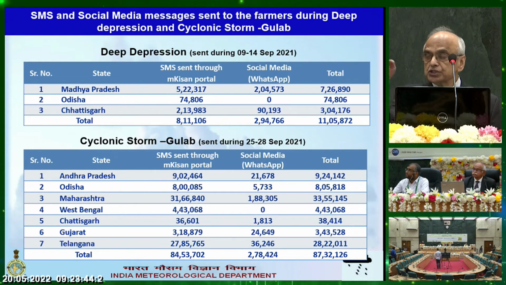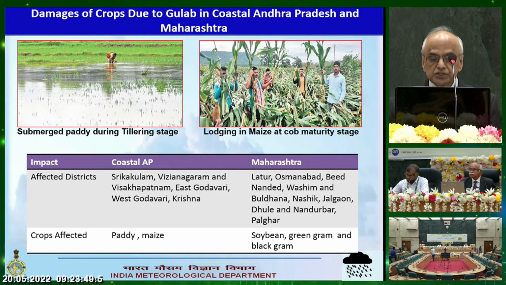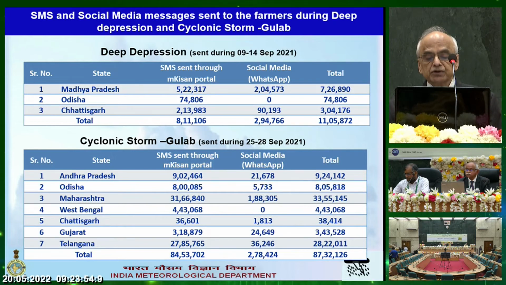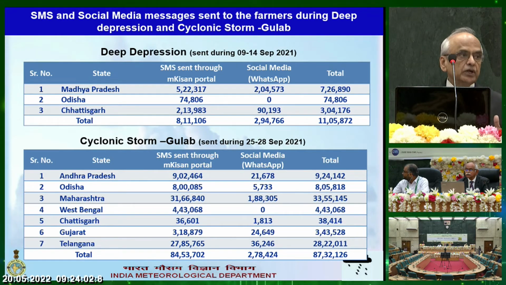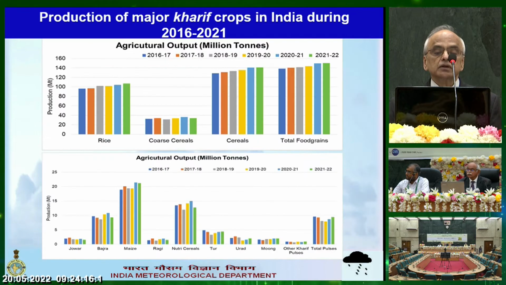On the next slide, you could see WhatsApp messages also. In total, the number of WhatsApp messages is 2,78,424. So this is what is very important. Technology is there. All of us use our mobile phones to send SMSs and WhatsApp messages. And this is what governments have done to send these SMSs and WhatsApp messages to all the farmers who have to take some action.